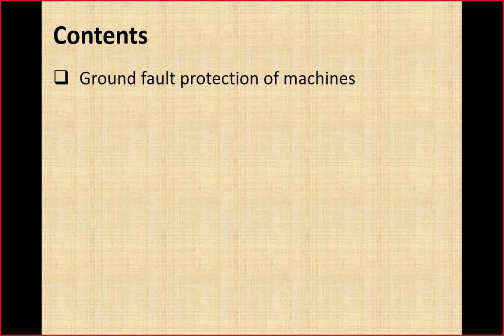Contents of our today's lecture are: today we will discuss ground fault protection of machine, and then we solve two solved examples in chapter number 7. So these are the contents of our today's lecture.